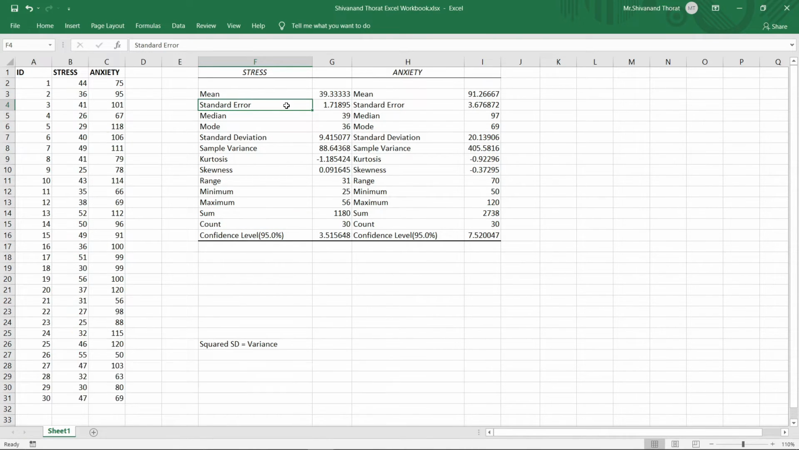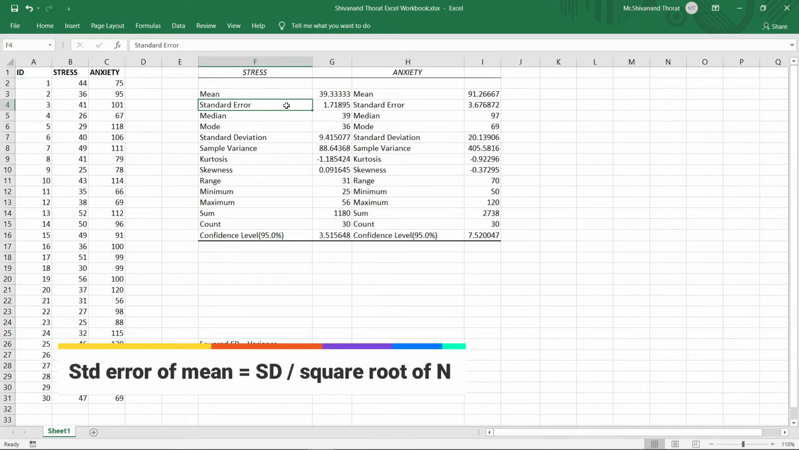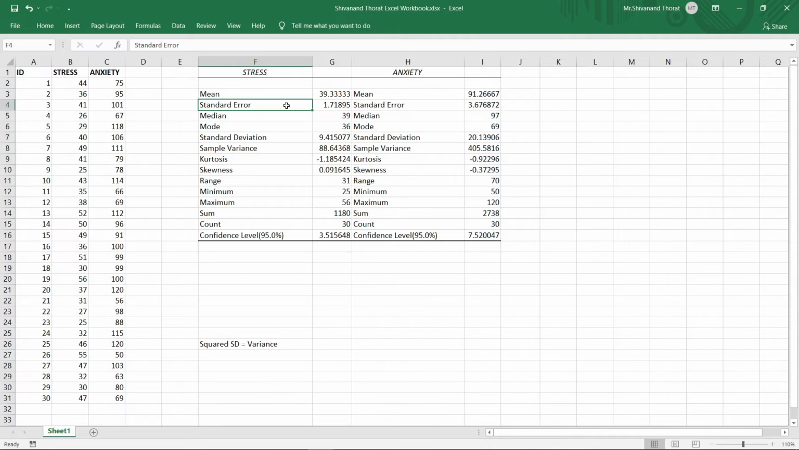Standard error of mean is calculated by dividing the standard deviation by square root of n. In this example, standard deviation is 9.42 and square root of 30 is 5.48. If you divide 9.42 by 5.48, you get standard error, that is 1.72. If sample size is less than 30, general convention is to divide standard deviation by square root of n minus 1.